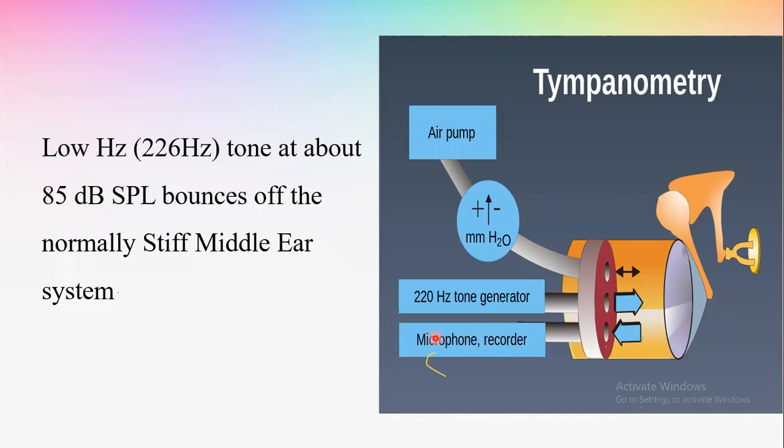And the third thing is an air pump, which constantly gives air pressures from positive air pressure, through room air pressure, to negative air pressure in the ear canal.